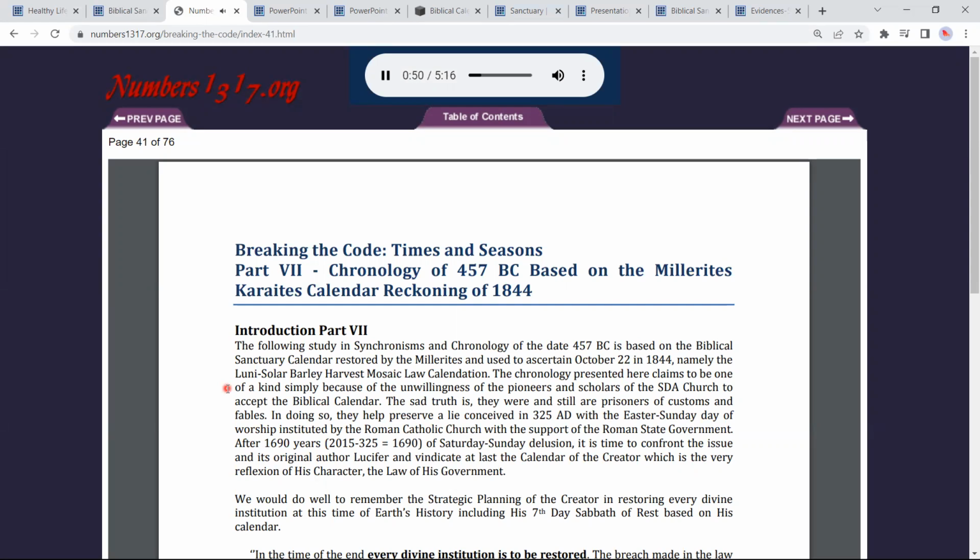pioneers and scholars of the Seventh-day Adventist Church to accept the biblical calendar. The sad truth is, they were and still are prisoners of customs and fables. In doing so, they helped preserve a lie conceived in 325 AD with the Easter Sunday day of worship instituted by the Roman Catholic Church, which is our mark of authority, with the support of the Roman state government.